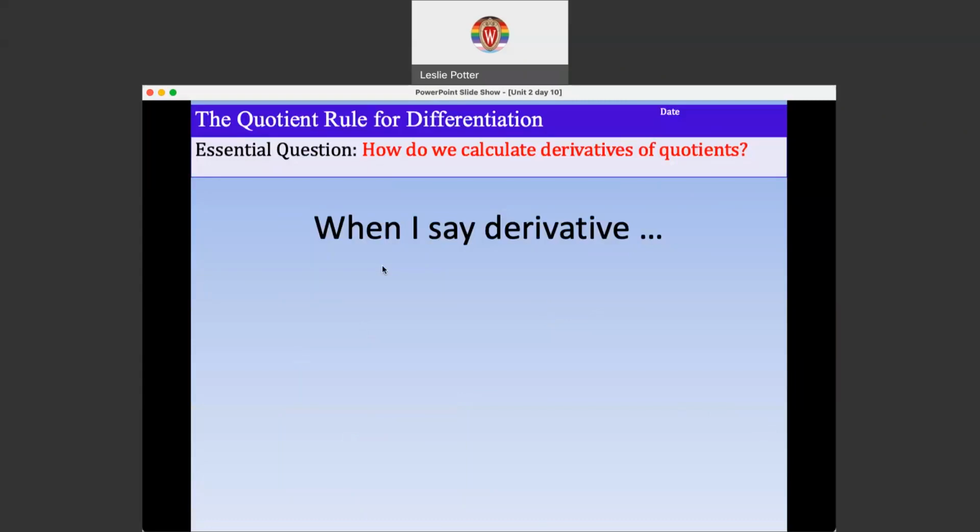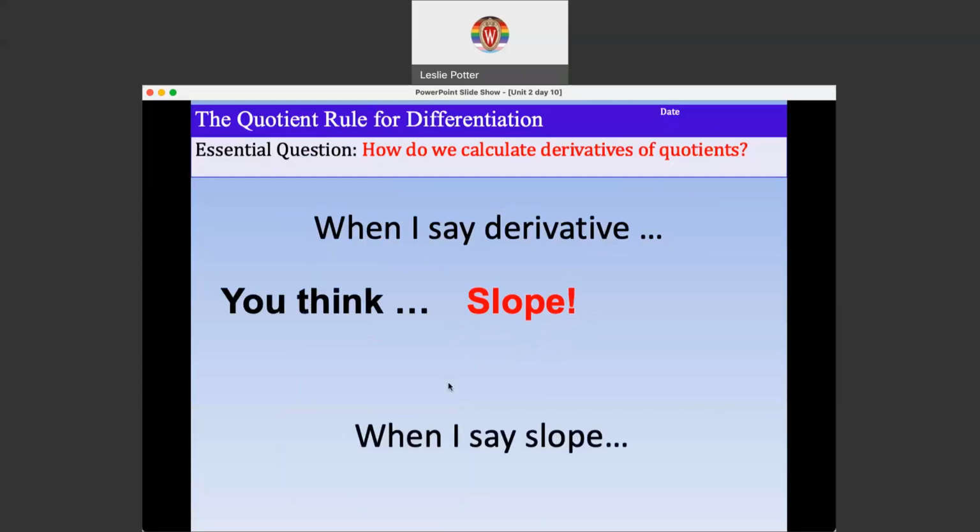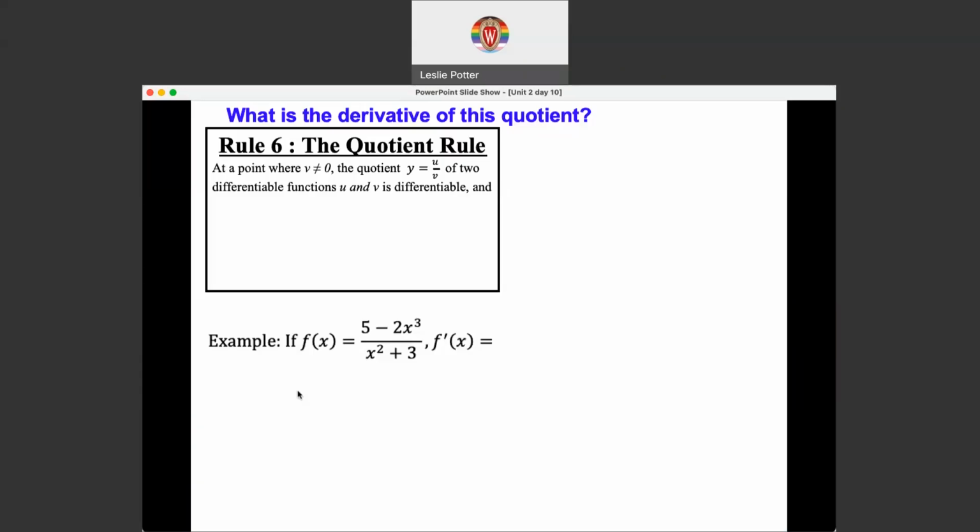So taking you through this again, when I say derivative, you think slope. And that helps with many things. It helps when we have a graphical application, because we need slopes off that graph. It also helps when we are trying to write the equation of a tangent line. And then reverse that: when I say slope, you think derivative.